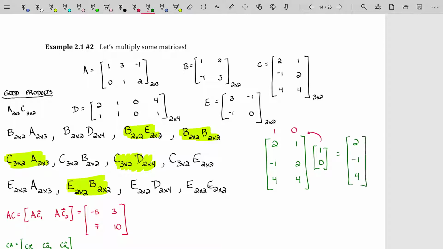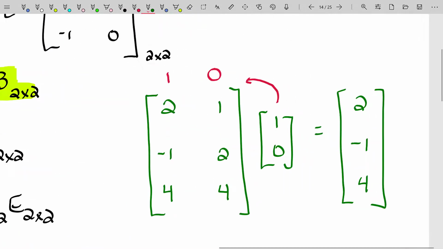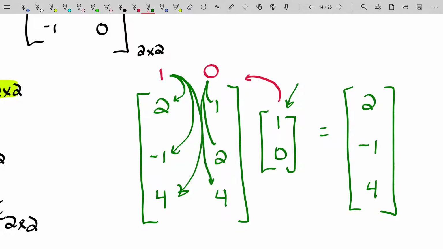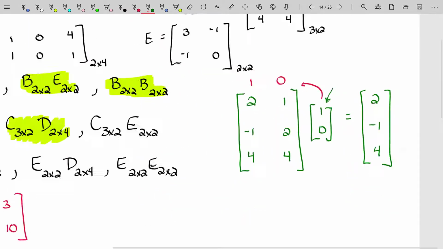Now notice how quickly I did that. Even though I always fast forward my computations here, you should note I actually did that just as quickly as the fast forward happened. It's because this vector right here, when used as a dot product, really only keeps the first entry, 2, -1, and 4. It turns off the second entry. So that was a pretty easy product. I'll go ahead and fill that in.